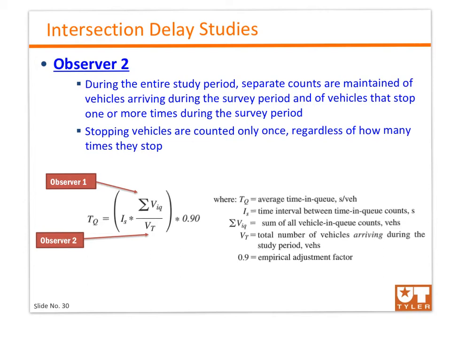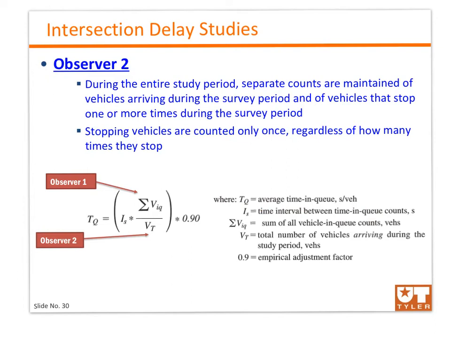So now, how are we going to connect what we measure from observer 2 and observer 1 together? TQ, that's the average time in queue, and it's measured as seconds per vehicle, and that can be calculated from what we measured and collected from observer 1 and 2.